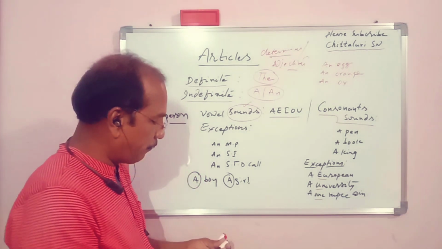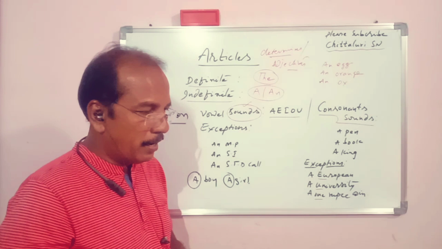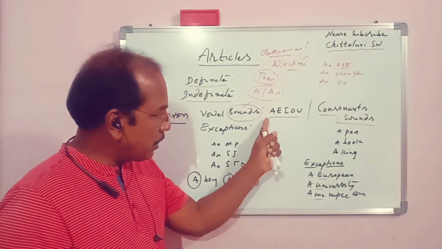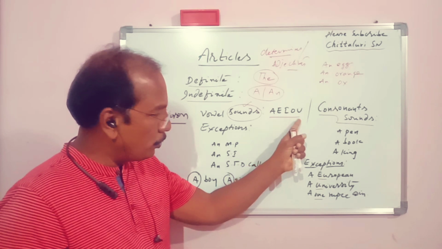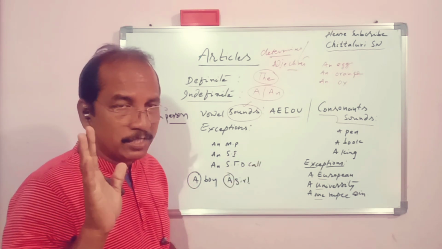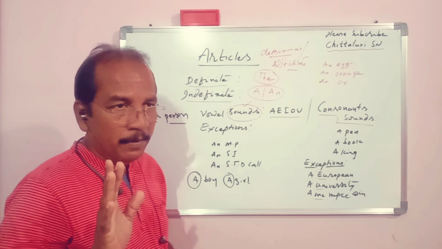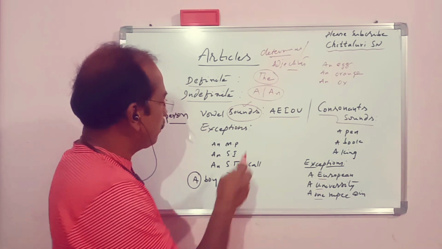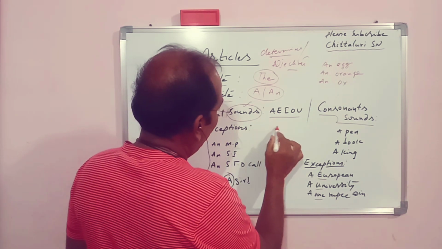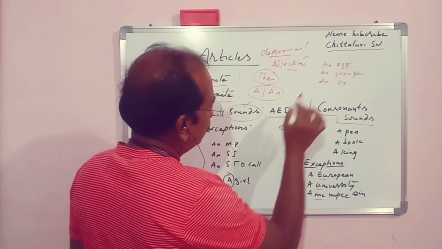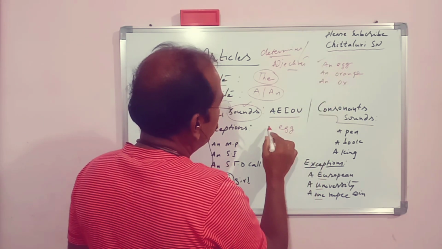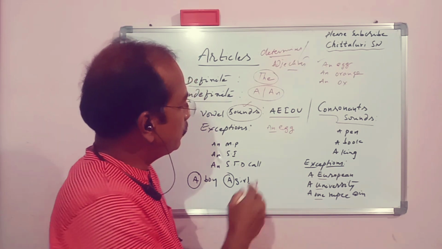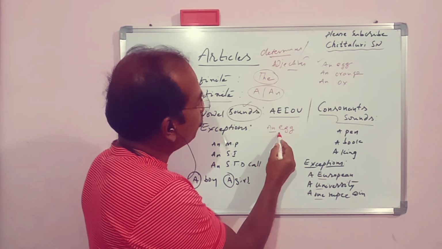First, primarily, remember that if you find any word that starts with vowels like A, E, I, O, U, you are supposed to use the article an. For example, egg. Here, egg I have written. What article are you supposed to write? An egg. Because see that in this sentence, egg, what is the first letter?